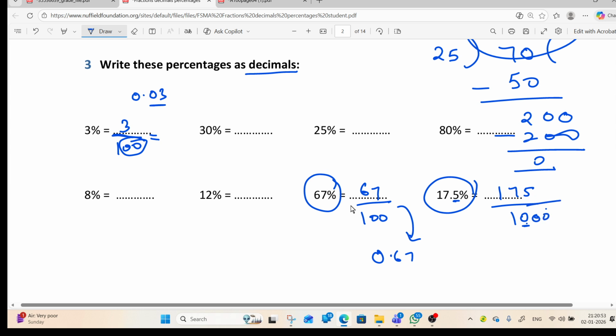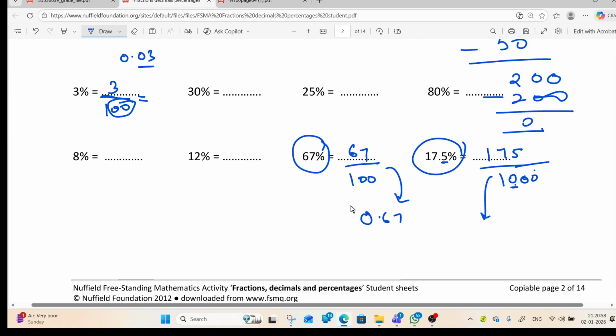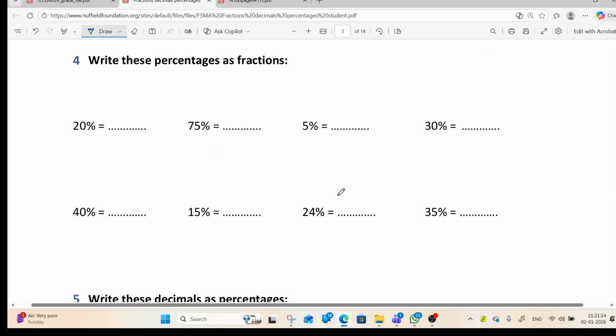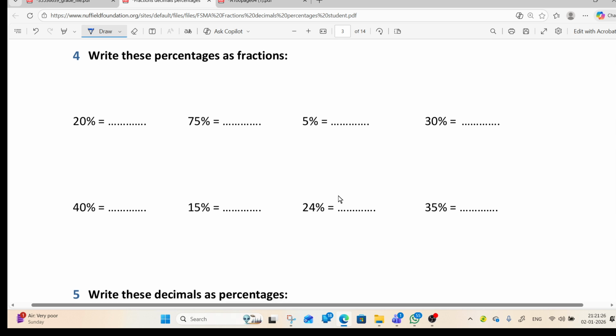Yep. Now convert this into decimals. 175 over 1000 as a decimal. 0.175. Very good. There are three zeros, and you can see there are three digits after the decimal point. Very good. Now write these percentages as fractions.